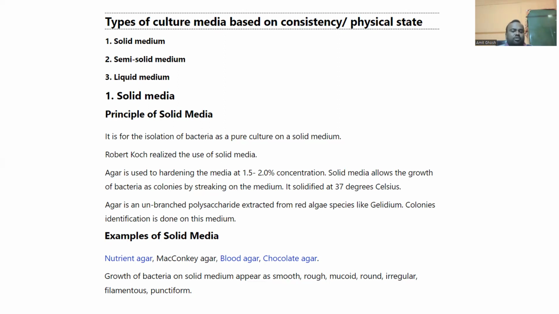Now, what are examples of solid media? Nutrient agar, MacConkey agar, blood agar and chocolate agar are examples of solid media. The growth of bacteria on solid media appears smooth, rough, mucoid, round, irregular, filamentous and punctiform. These are the different types of growth we can observe when we grow the culture on solid media.